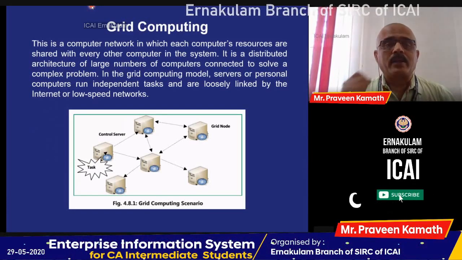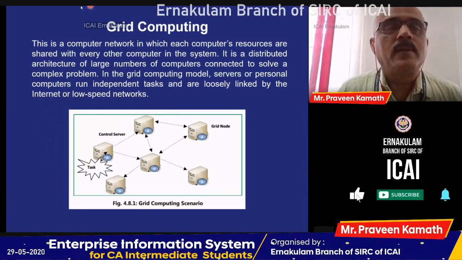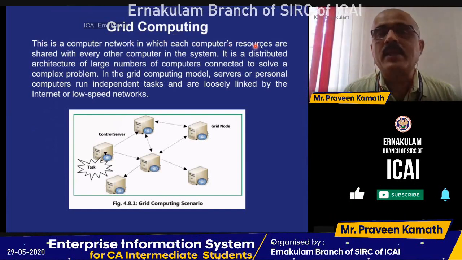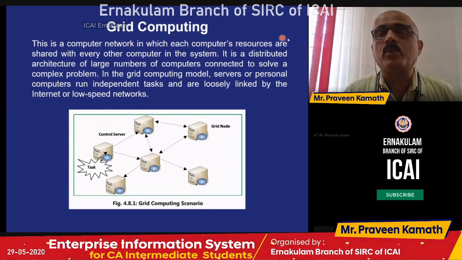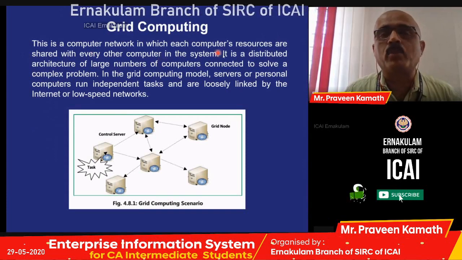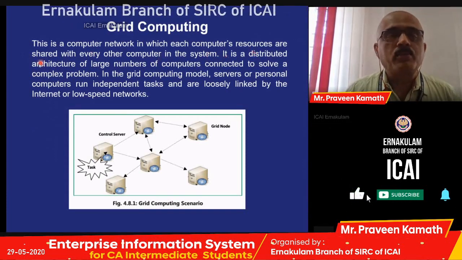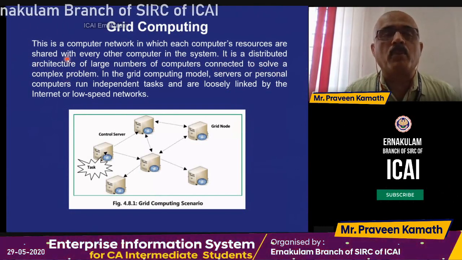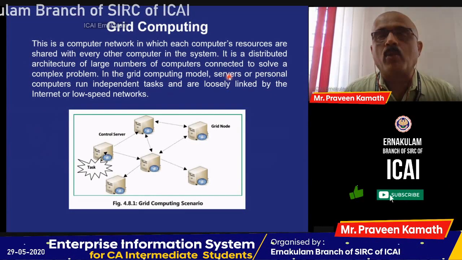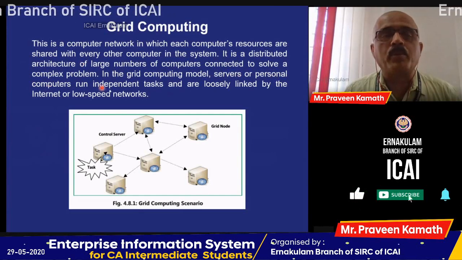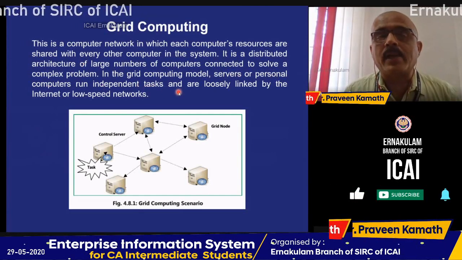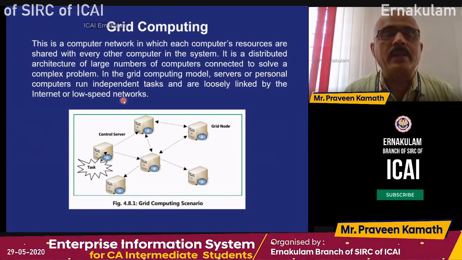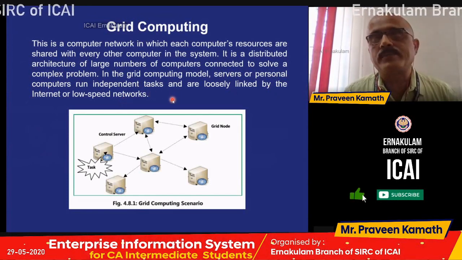Then comes grid computing. Now, this is a computer network in which each computer's resources are shared with every other computer in the system. It is a distributed architecture of a large number of computers connected to solve a complex problem. In the grid computing model, servers or personal computers run independent tasks and are loosely linked by the internet or low-speed networks.